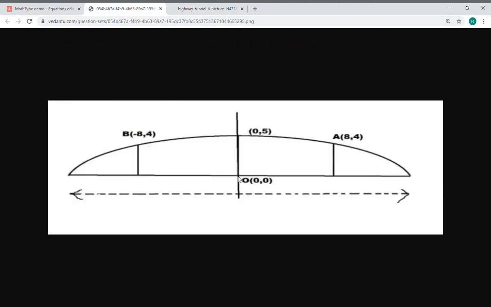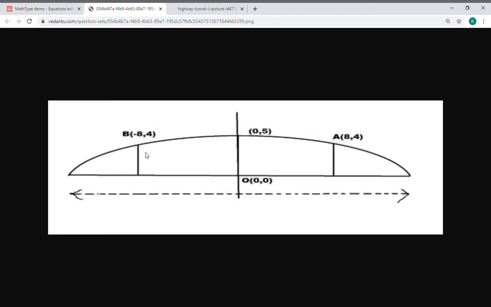ஸோ இதான் சென்டர் ஆஃப் த டனல், ஆரிஜின் 0,0, இங்கிருந்து இது வரைக்கும் இட்ஸ் 8 மீட்டர், இங்கிருந்து இது வரைக்கும் இட்ஸ் 8 மீட்டர். டோட்டல் width of the highway வந்து 16 மீட்டர். இப்போ அடுத்தது இங்க ஒரு ட்ரக் ஆஃப் ஹைட் 4 மீட்டர் has to clear throughனா அப்ப இந்த பாயிண்ட் என்னவா இருக்கும்னா 8,4 as it is in the first quadrant. இந்த பாயிண்ட் என்னவா இருக்கும் -8,4 as it is in the second quadrant.